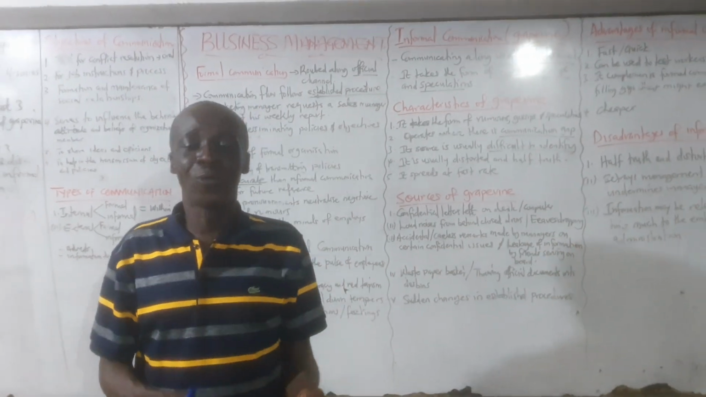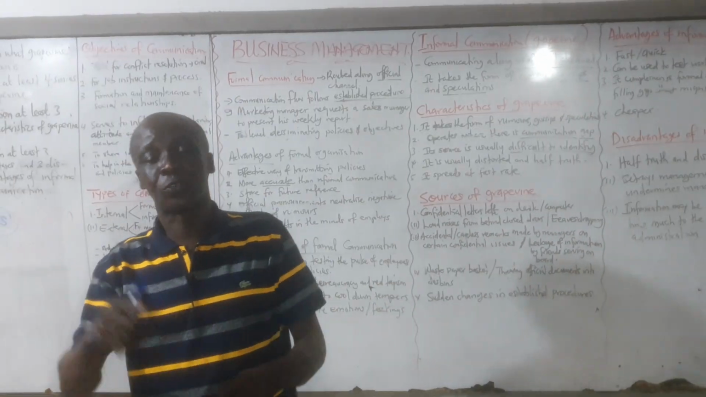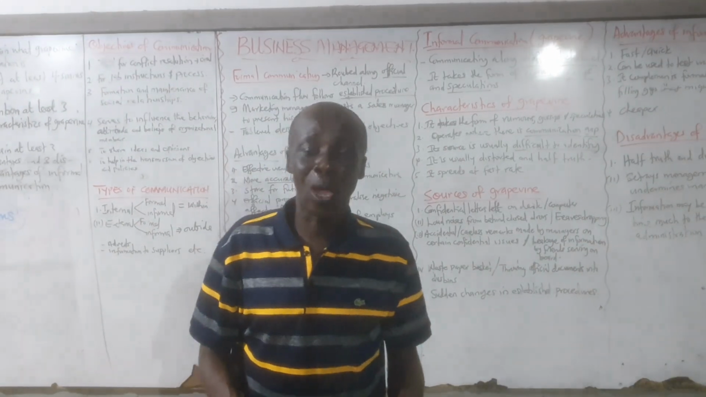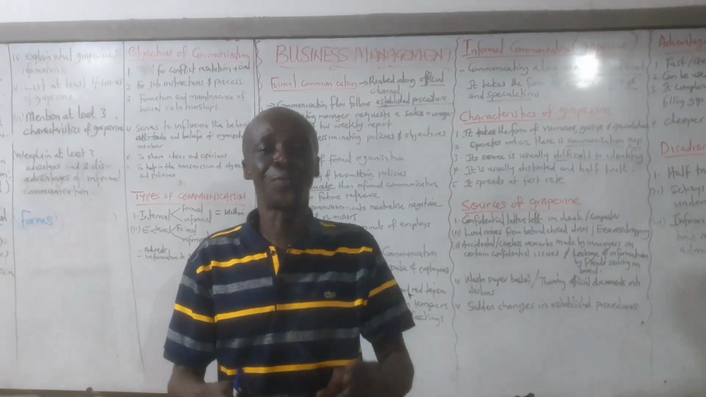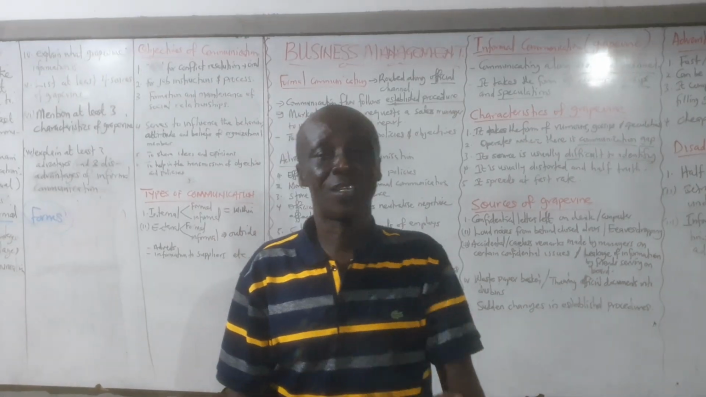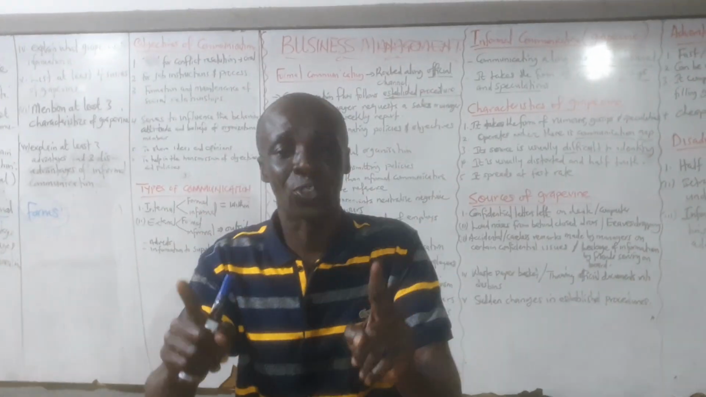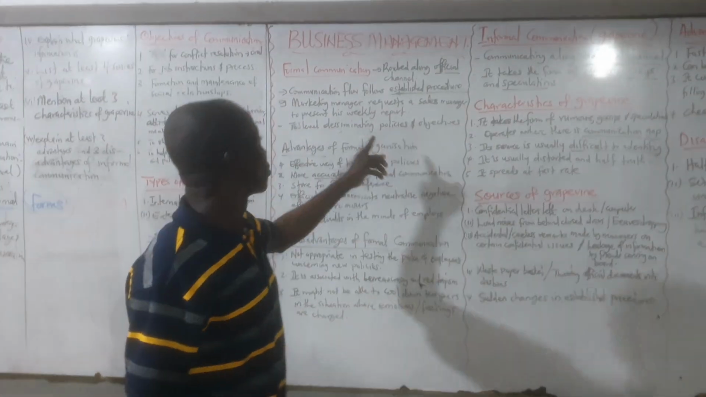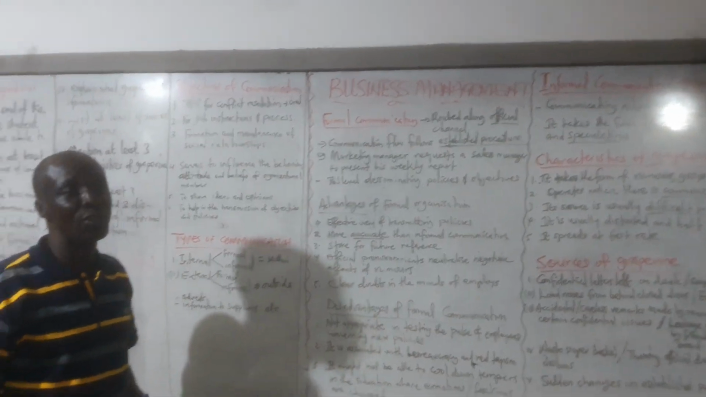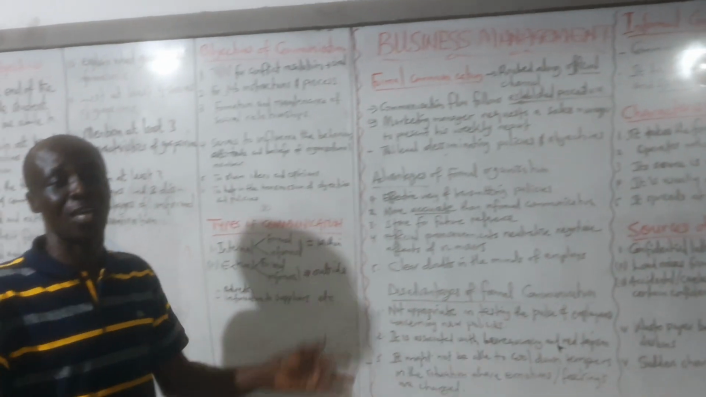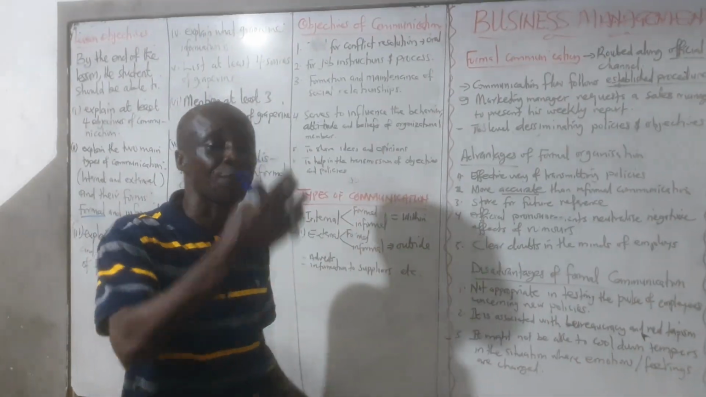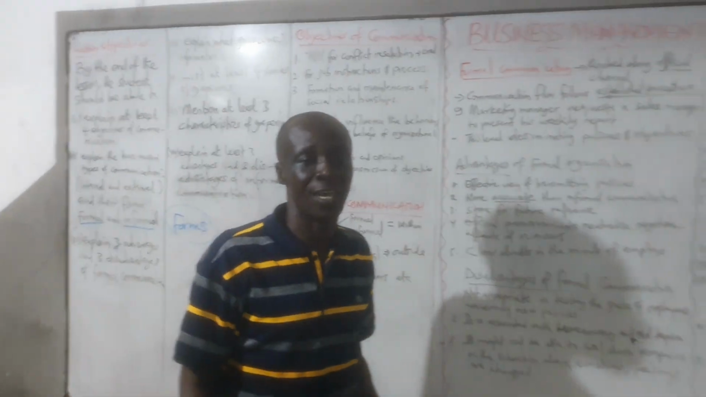He said, we are going to vacate on 24th, so and so. So I got it from the official source. That means from the person who is supposed to give that information. So that is what formal communication is all about. Any information that is routed along the official channel, any information that follows the established procedure, it is formal.